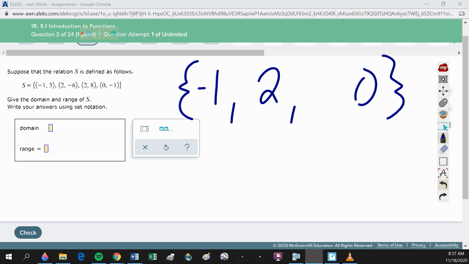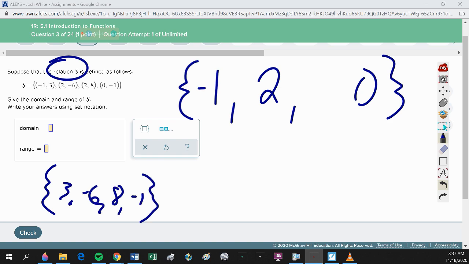Okay. Now, if it's not a function, what do we call it? It's a relation. So actually, everything that connects x to y is a relation, but functions are ones that don't put a person in the same city. Okay? And then for the range, you're going to do funky parentheses, 3, -6, 8, and -1. Okay?